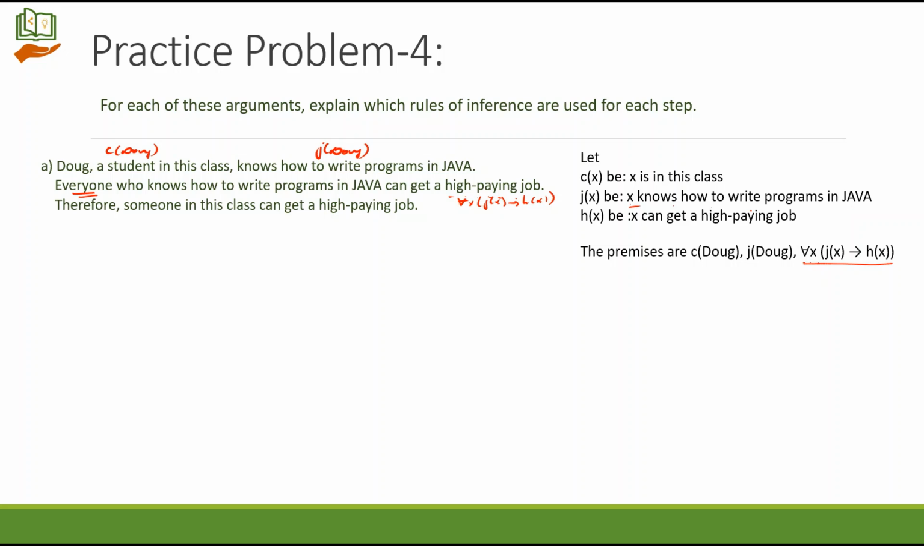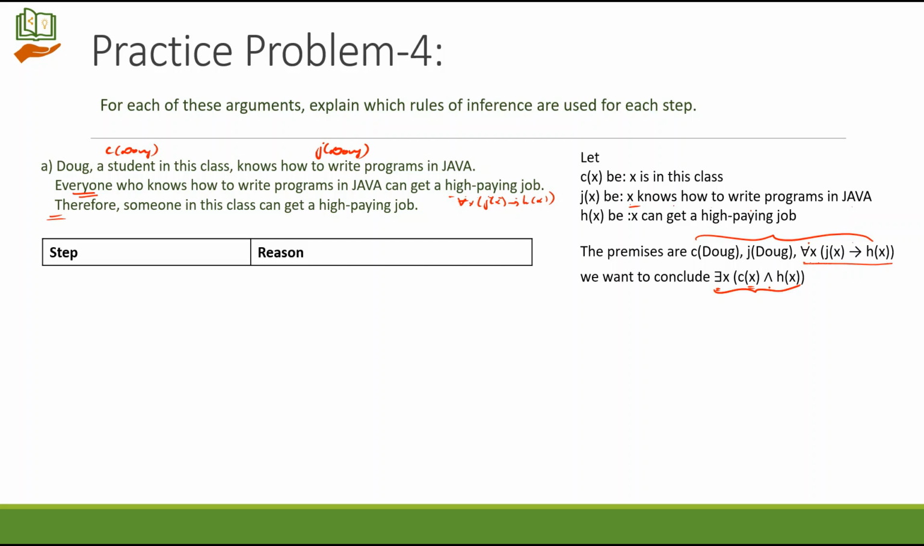Now this is the conclusion. Someone in this class can get a high paying job. Someone in this class means it is existential quantifier. So when it is existential, we have told you can use conjunction. When it is universal, you have to go with implication. So here C of x and H of x will say someone in this class can get a high paying job. So this x is denoted by existential quantifier. So from these premises, you have to come to this particular conclusion.